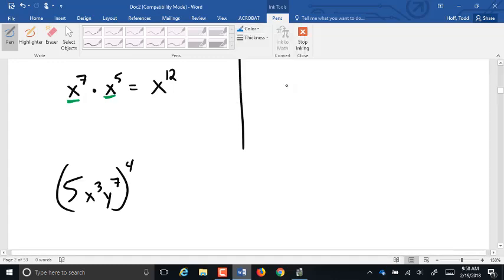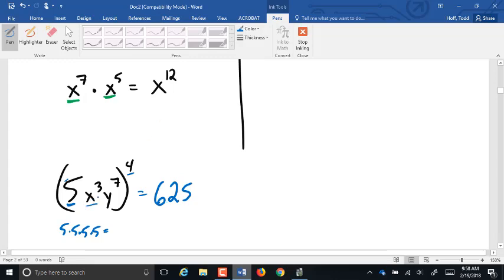So when I do this, 5x to the 3rd, y to the 7th, to the power of 4. Just like any other operation, I can take each piece separately. So I start out with 5 to the power of 4. What's that going to give us? Now be careful, it's not 20. Yeah, it's 5 times 5 times 5 times 5, which is 625.